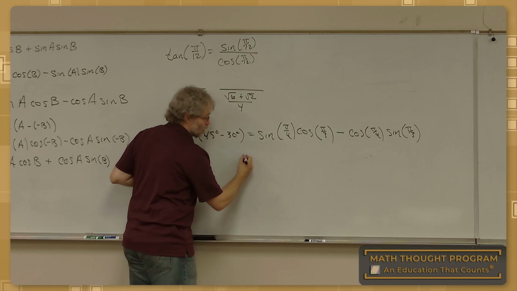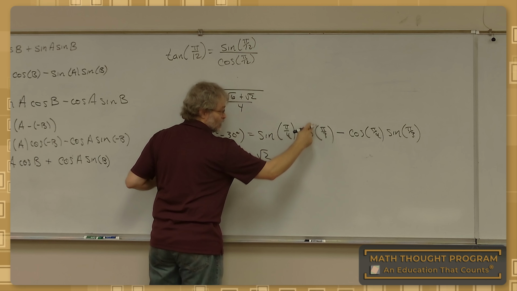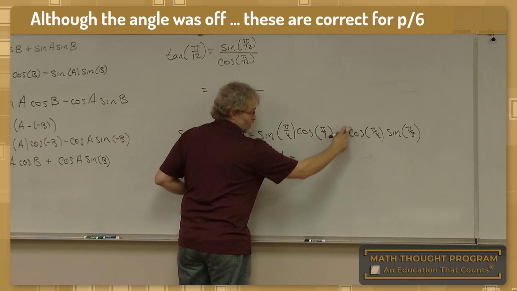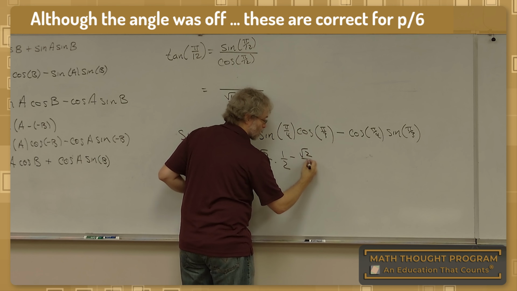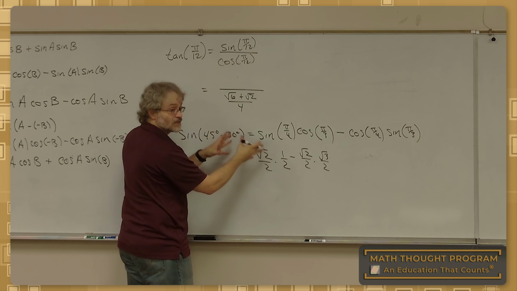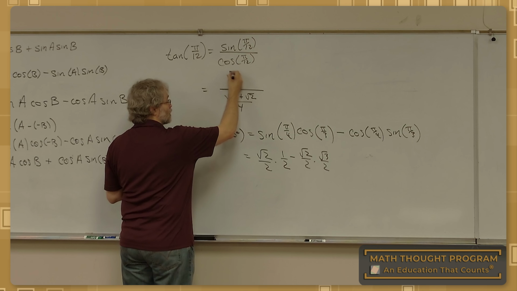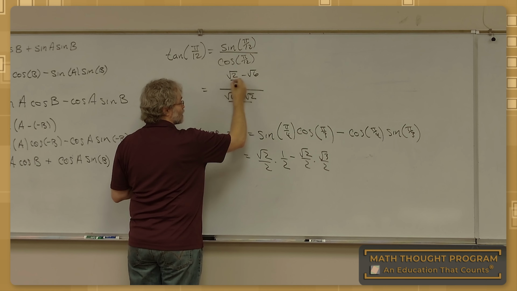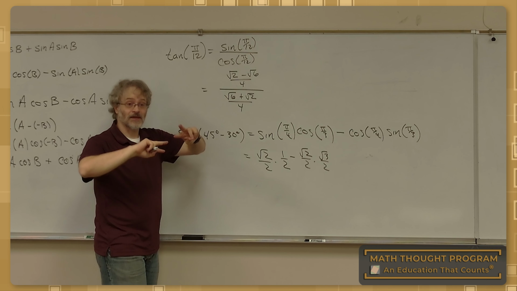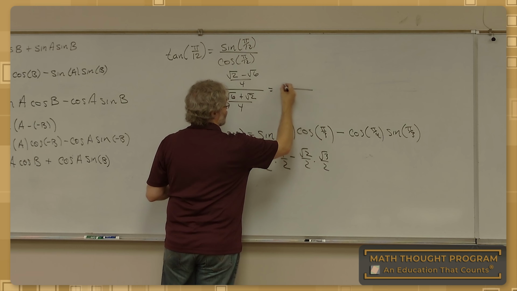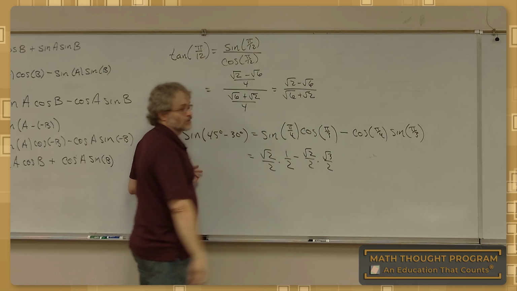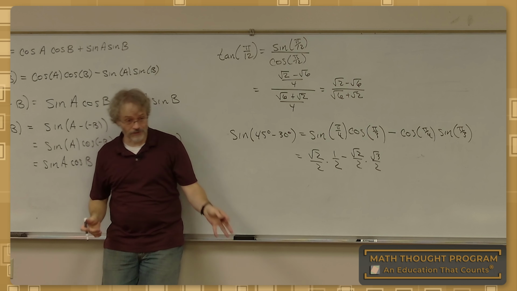Sine of pi over 4, root 2 over 2. This right here is a half. Root 2 over 2. Root 3 over 2. Take this, simplify it, throw it up top. A root 2 minus a root 6 over 4. Simplify it. Keep change flip. And there it is. So much easier using this identity than the other identity.